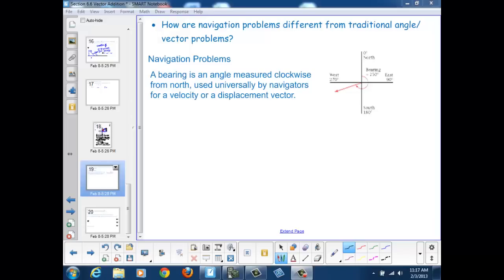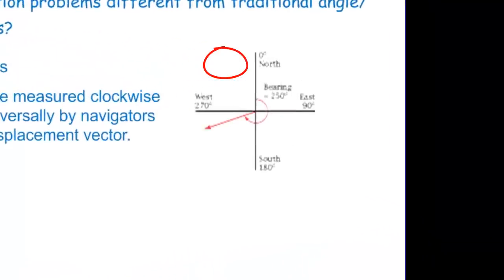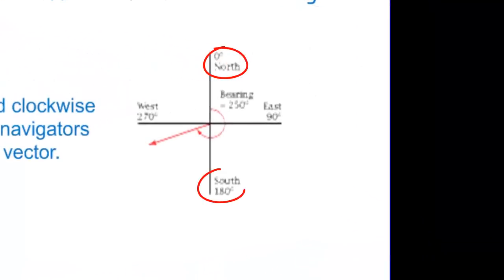Finally, let's take a quick look at navigation problems. The interesting thing about navigation problems and the way they're different from traditional angle or vector problems is that we measure our directions or describe our directions differently. A bearing is an angle measured clockwise from north instead of counterclockwise from the horizontal axis. So 0 degrees is due north, 180 degrees is due south, 90 degrees is east, and 270 degrees is west.